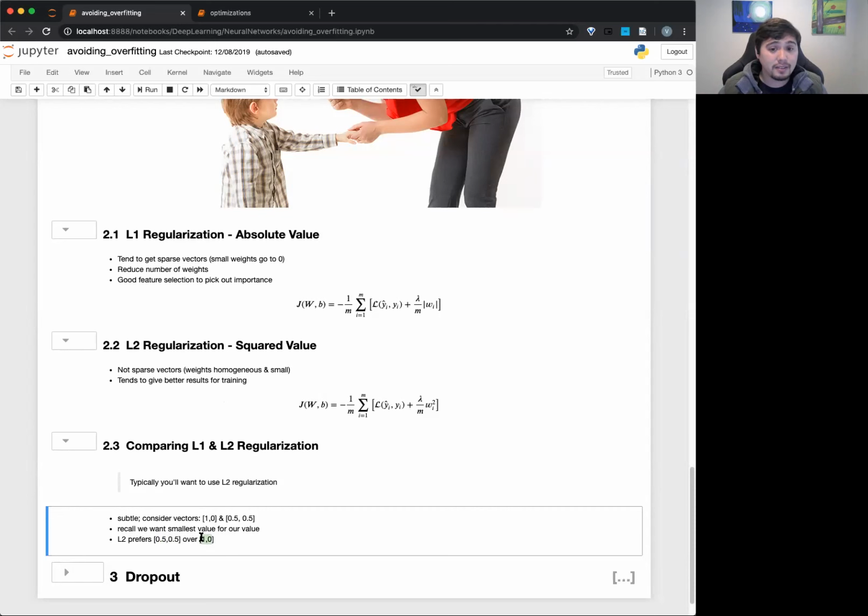This is nice in some cases where you want sparse vectors, so you want some of the weights to go close to 0. With L2, your weights don't tend to go to 0. They might get small, but they won't get to 0 and they won't go away.